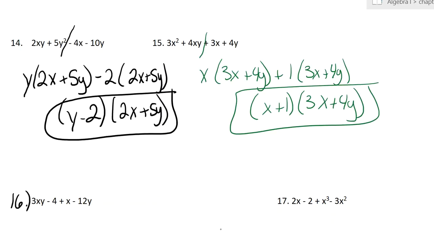And these are the results for 14 and 15. You'll notice in number 15, there's something I want to point out. 3x plus 4y, there's no GCF. So what you do is you actually pull out positive 1. So if there is no number, you take out 1, so that it is part of that binomial.